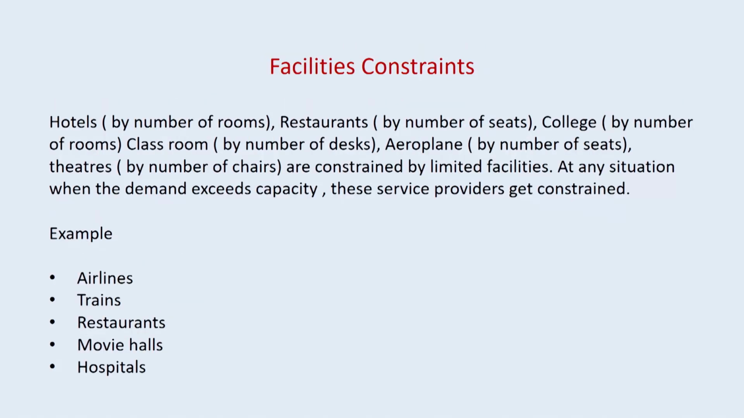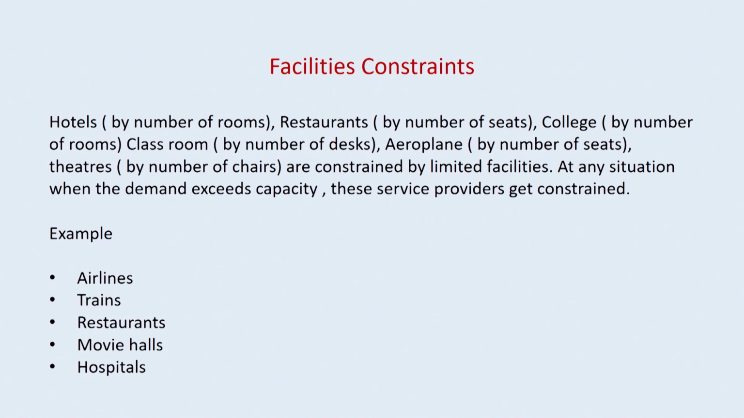Now, these are the facilities constraints, and here we are seeing that the hotels are measured in terms of the number of rooms, the capacity that they are holding in terms of the rooms. Same with the restaurants, their efficacy is measured in terms of the number of seats that they possess. The college, their facilities and the efficacy of the service delivery process is measured in terms of the number of students that can be inducted, in terms of the number of rooms that they are holding in their premises.